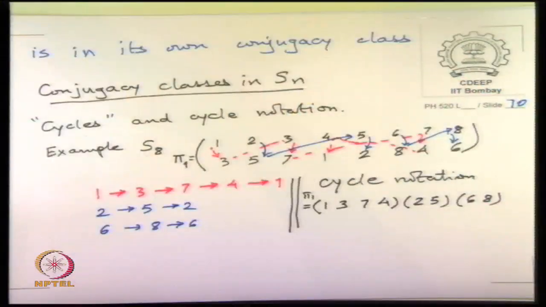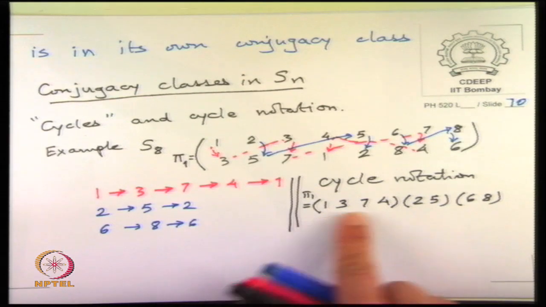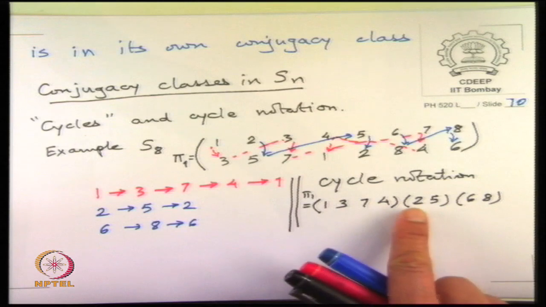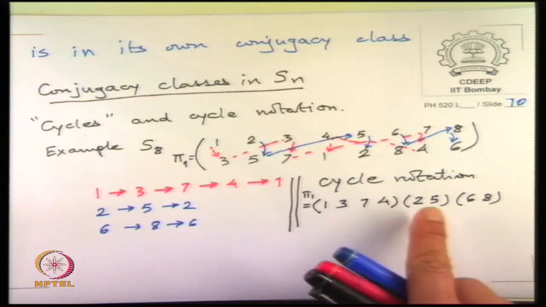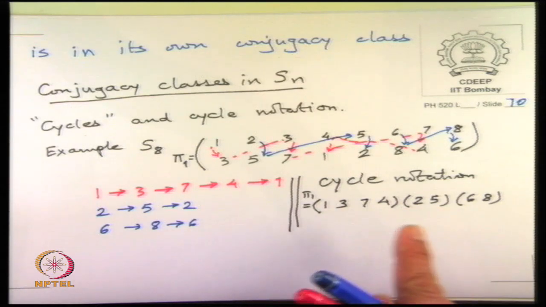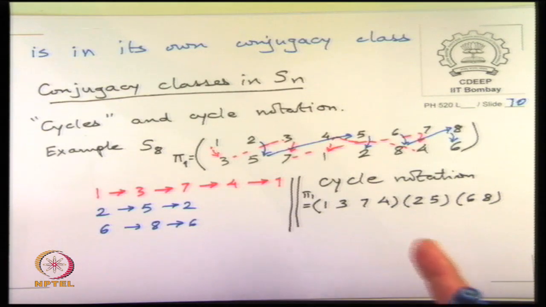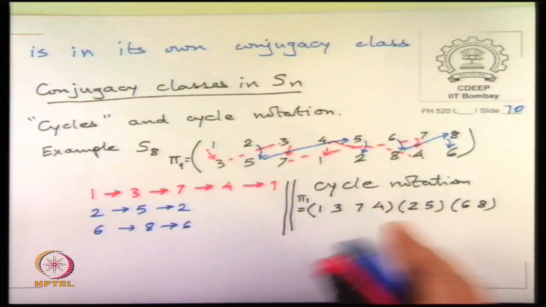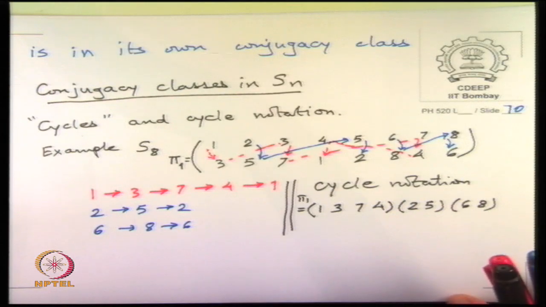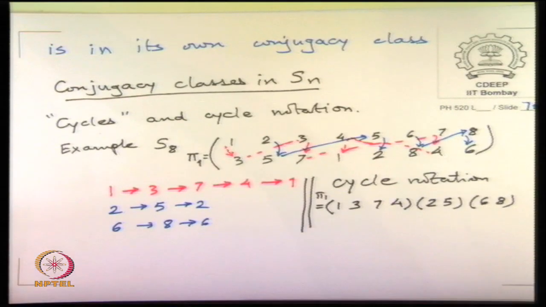So this is another way of writing it, and you can see that if I square this element, it will just slide these among themselves again. 2 has gone to 5, 5 will go to 2, again 2 will go to 5, 5 will go to 2. So higher powers of this will maintain the cycle structure, it will not alter the cycle structure. The more formal way of defining cycle structure is to define it like this.